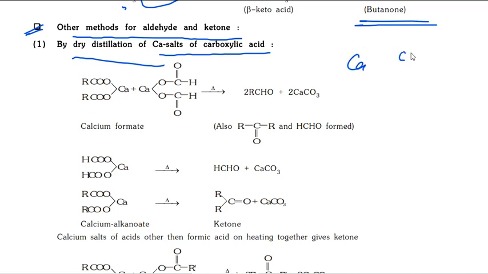So, (RCOO)2Ca, with R-C double bond O minus single bond. Dipositive means we have to take the carboxylate twice. That is the only structure.